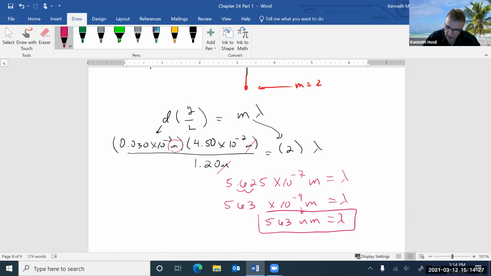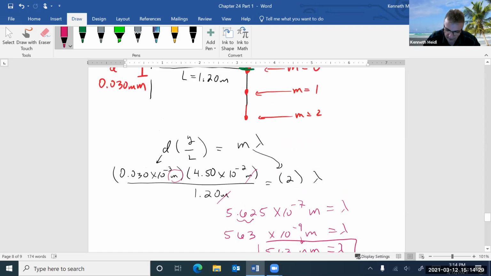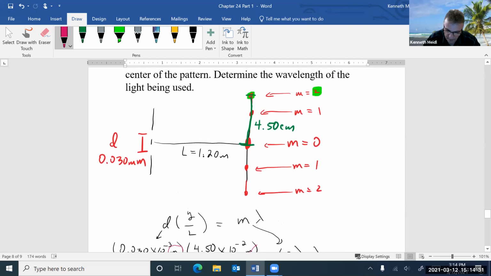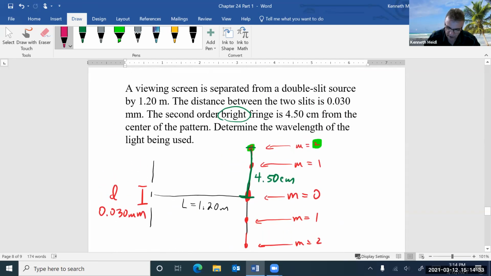Okay, so using this condition that we have here is pretty easy, right? The math is not bad, but it's a matter of understanding this naming or labeling of these spots here, and picking off what's going on. So a bright fringe implies constructive interference here. Okay.